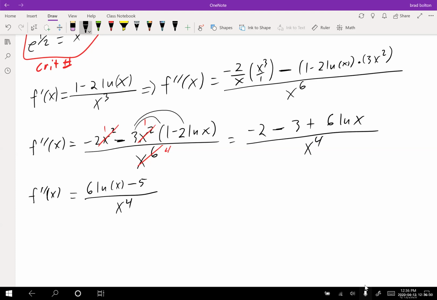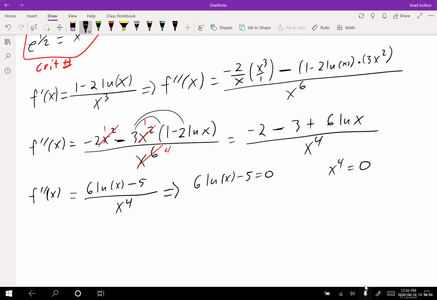It's kind of a tough one, but in general, you guys, when you're doing quotient rules with natural logs and e to the x's and square roots and things, it's normally going to get bad. So this is our second derivative. And what are we supposed to do with our second derivative? We're supposed to find out when our second derivative would be undefined, or I'm sorry, DNE or 0. So I'm going to take 6 ln of x minus 5, and I'm going to set that equal to 0. And then I have x to the 4th, and I'm going to set that equal to 0.